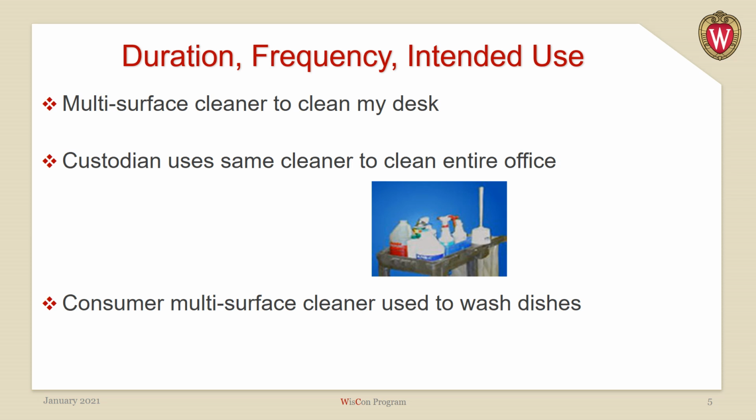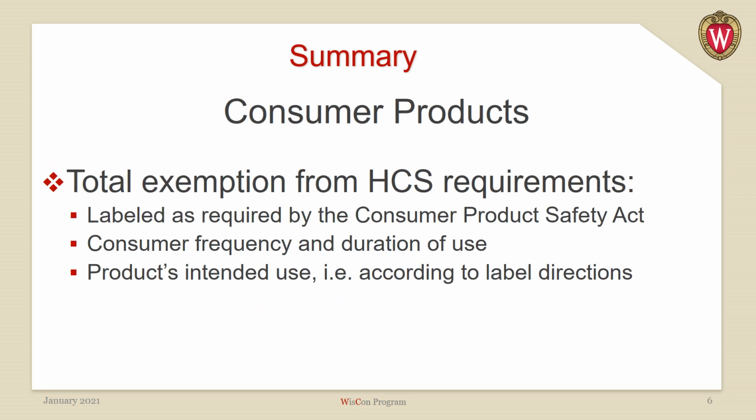Additionally, the consumer product would also have to be included in an employer's HCS program if the product is not used as intended by the manufacturer. For example, if the multi-surface cleaner is used to wash dishes and the product's label directions do not include dishes as a surface that the product can be used on, the use of this product to wash dishes is outside of the product's intended use, and thus the employer would need to include the product in their HCS program.